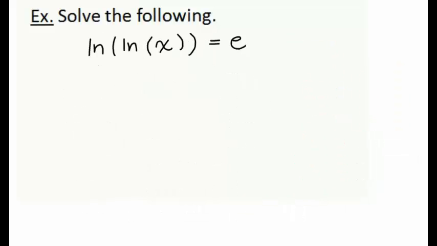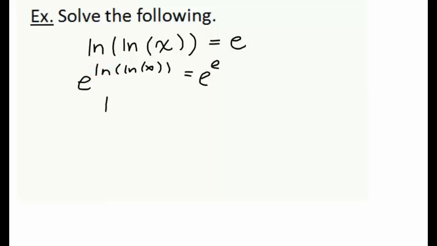In our last example, we're going to solve the equation natural logarithm of the natural logarithm of x is equal to e. Now let's work from the outside in. I want to get rid of this natural logarithm, so I'm going to take both sides and write them as the power of the base e, like so. The action of doing that is going to remove this outermost natural logarithm.